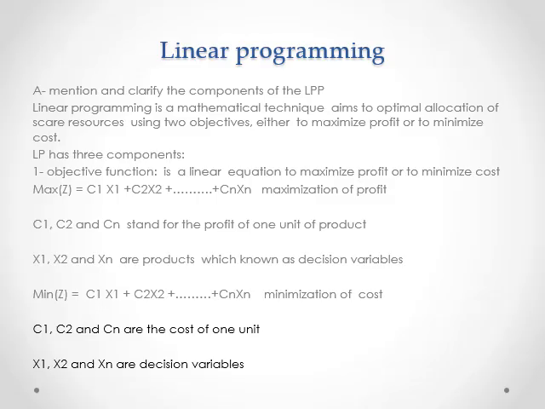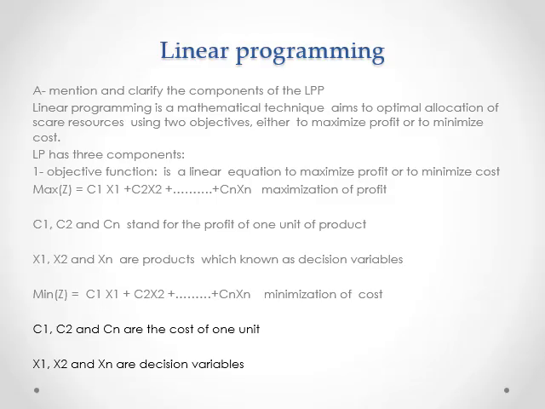ولذلك دالة الهدف بيتضمن هدفين اللي هو هدف التعظيم وهدف التدنئة. وبالتالي لدينا دالتين للهدف: دالة تعظيم الربح ودالة تدنئة التكاليف. Max z equals c1 x1 plus c2 x2 up to cn xn represents the problem of profit maximization.